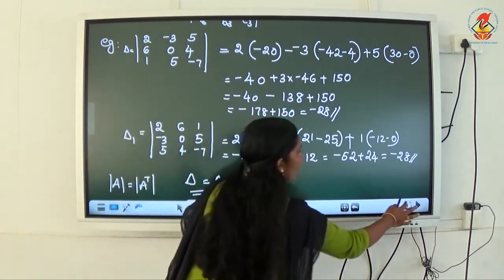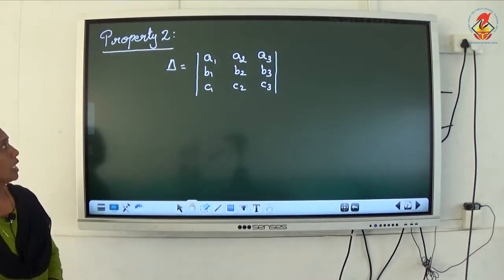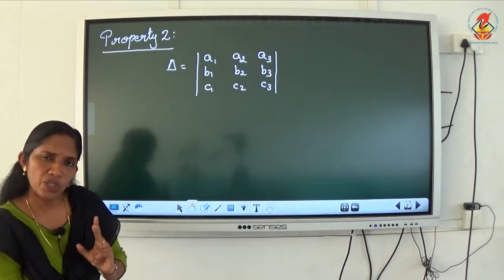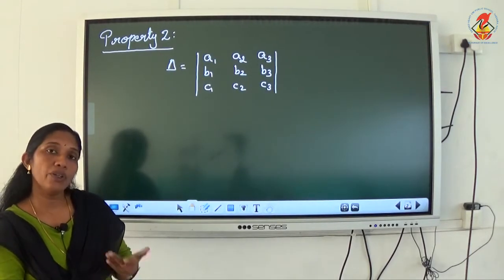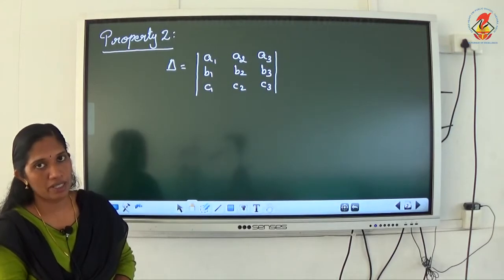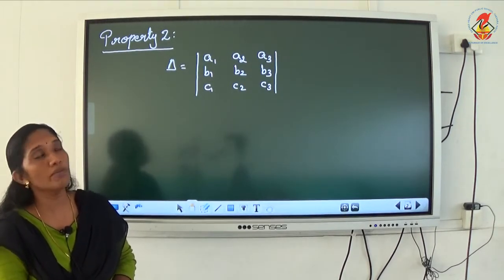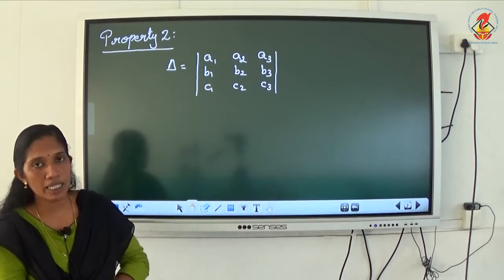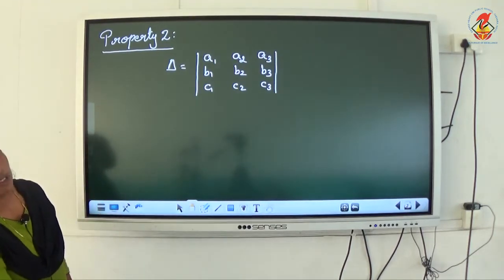Now the next property, property number 2. Property number 2 is if we interchange any 2 rows or any 2 columns of a determinant, then the sign of the determinant changes. Positive becomes negative, negative becomes positive, like that. The sign of the determinant changes.